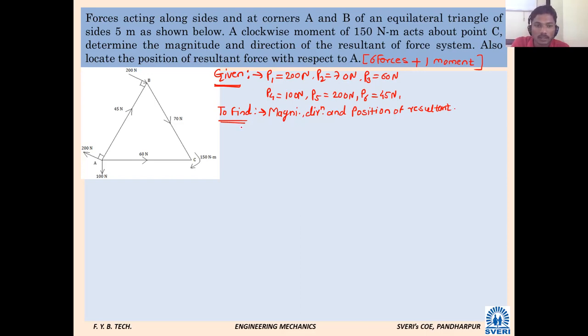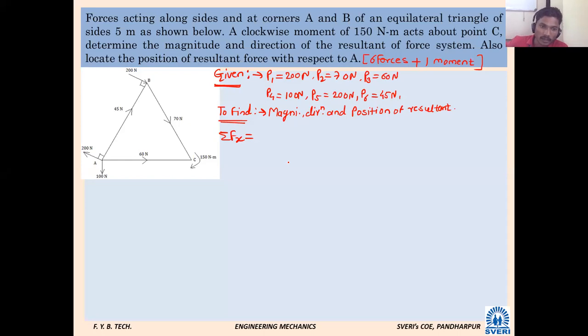Next. Now, what do we have to do? We have to find summation Fx and summation Fy. While finding summation Fx and Fy, you should not consider this moment. You consider it at the time when you do the moment calculation. Right now you should not include that moment 150 Newton. Just check now what you have to do.